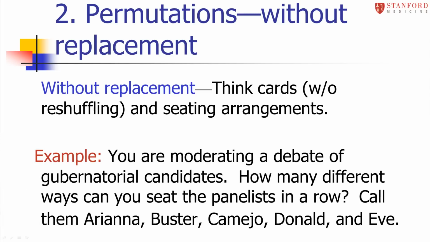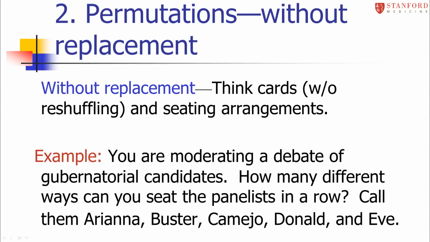So for example, you are moderating a debate of candidates for governor. How many different ways can you seat the panelists in a row? And let's just give them easy names. A, B, C, D, and E are our 5 panelists. I want to know how many different ways can you seat those 5 panelists in a row.